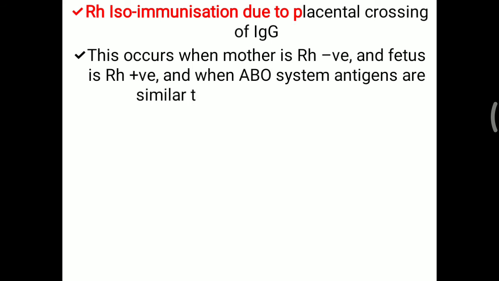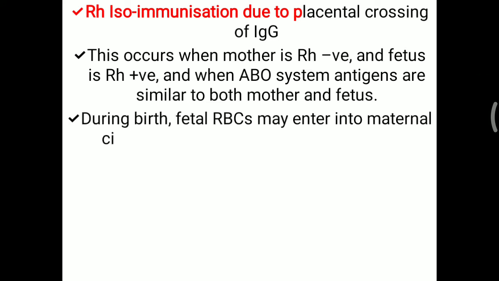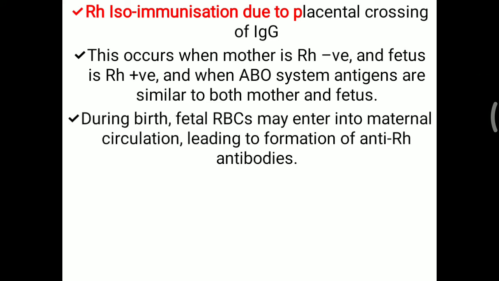But sometimes Rh isoimmunization due to the placental crossing of immunoglobulin G is seen. This occurs particularly when the mother is Rh negative and the fetus is Rh positive. When ABO system antigens are similar in both mother and fetus, but one is Rh negative and the other Rh positive, that creates a problem. During birth, what happens? Fetal red blood cells may enter the maternal circulation, leading to the formation of anti-Rh antibody in the mother.